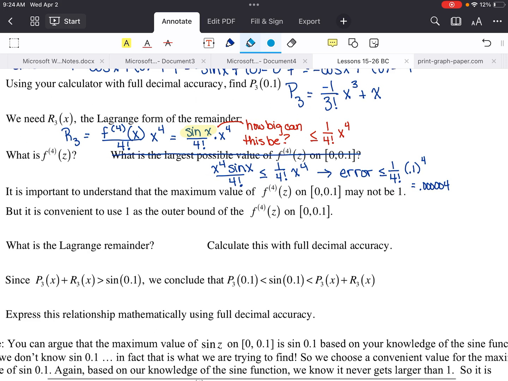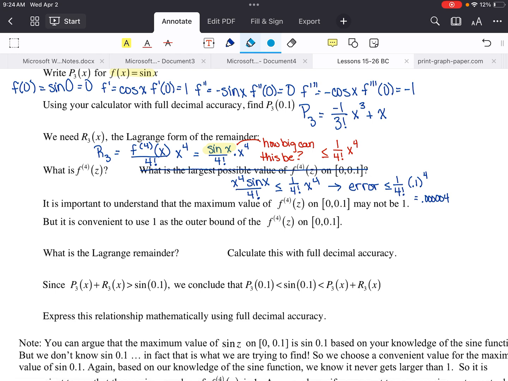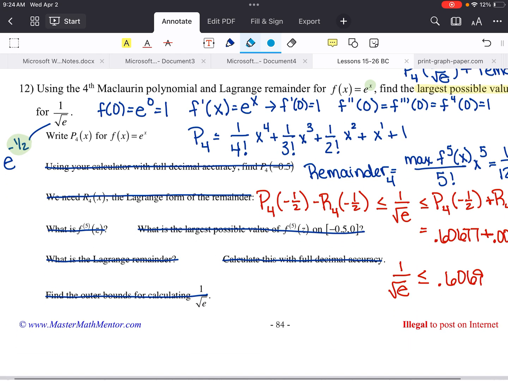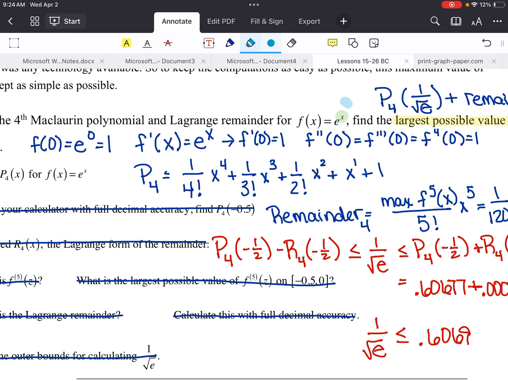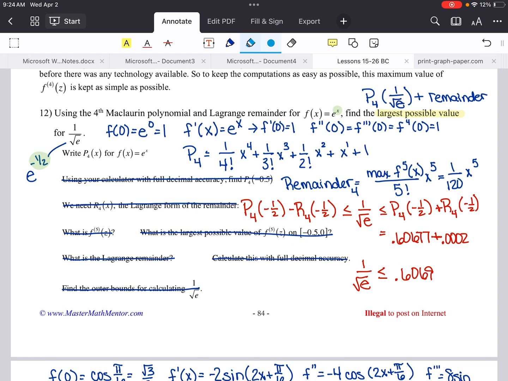It's like they can change up the wording and how they ask the questions, but it's pretty much always going to be that way. So if you guys look at this one, what is the largest possible value for, it's not asking you the value for the error, it's asking you the value for 1 over square root of e. Okay, I have no idea what 1 over square root of e is, but I'm going to use the function e to the x to estimate e to the negative 1/2.